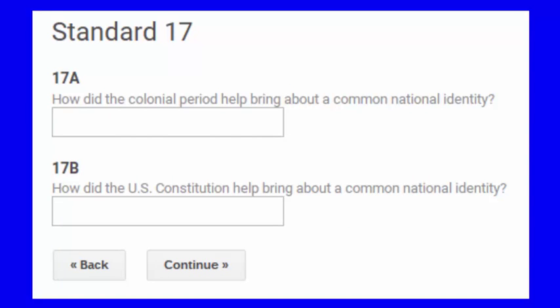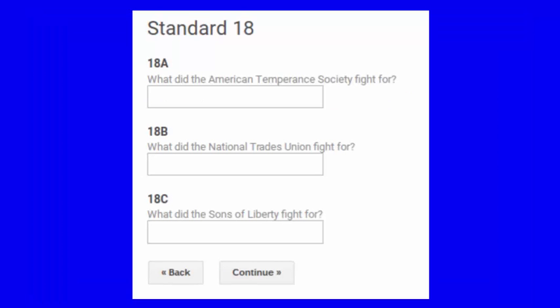Standard 17. How did the colonial period help bring about a common national identity? 17B. How did the U.S. Constitution help bring about a common national identity? Standard 18. 18A. What did the American Temperance Society fight for? 18B. What did the National Trades Union fight for? 18C. What did the Sons of Liberty fight for?